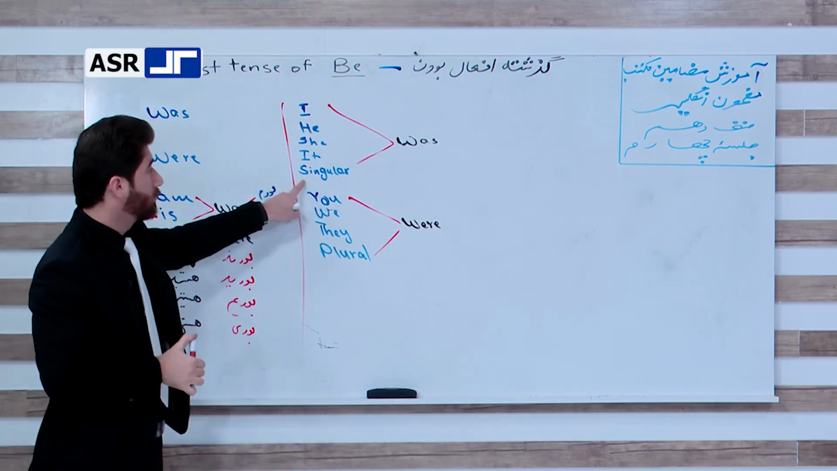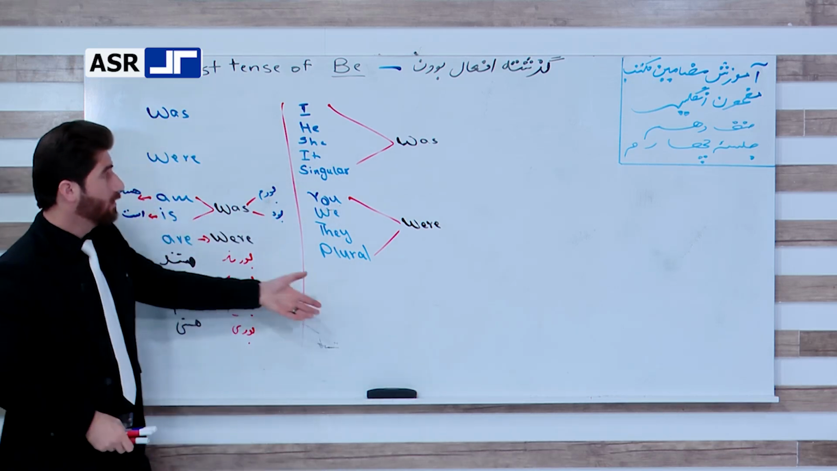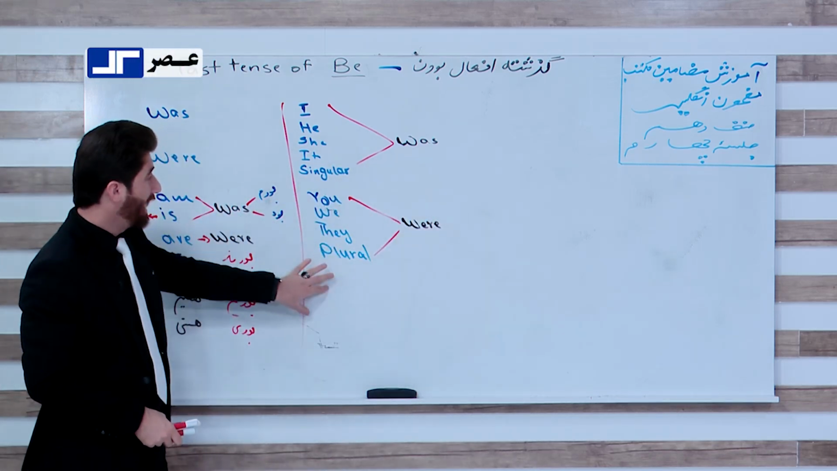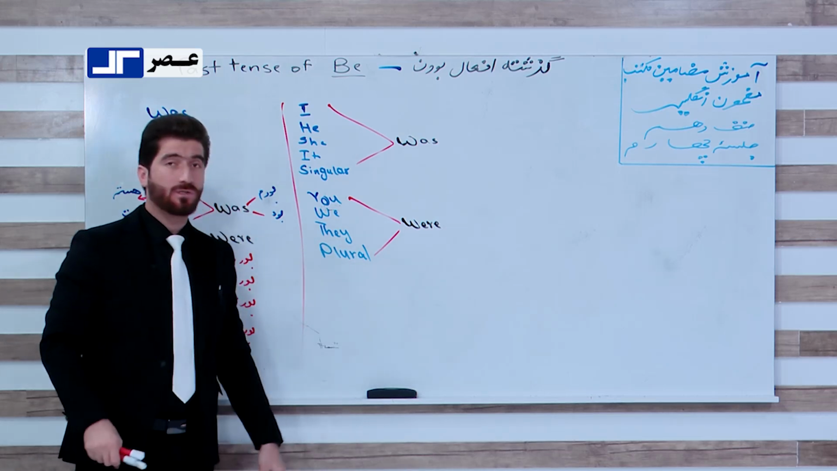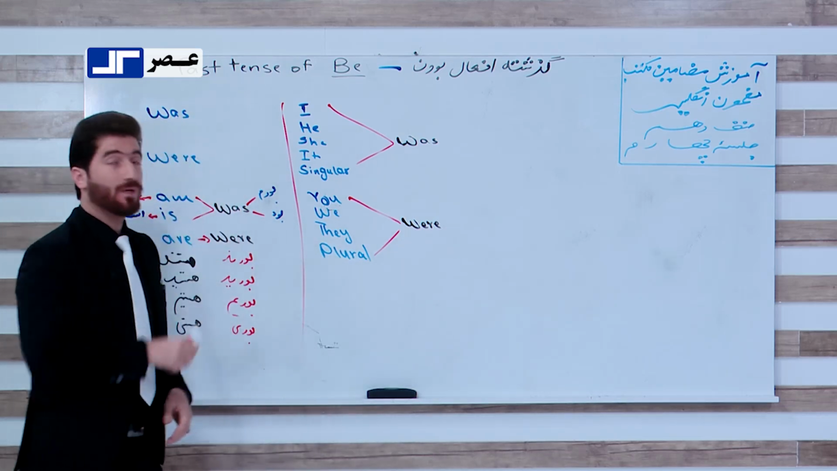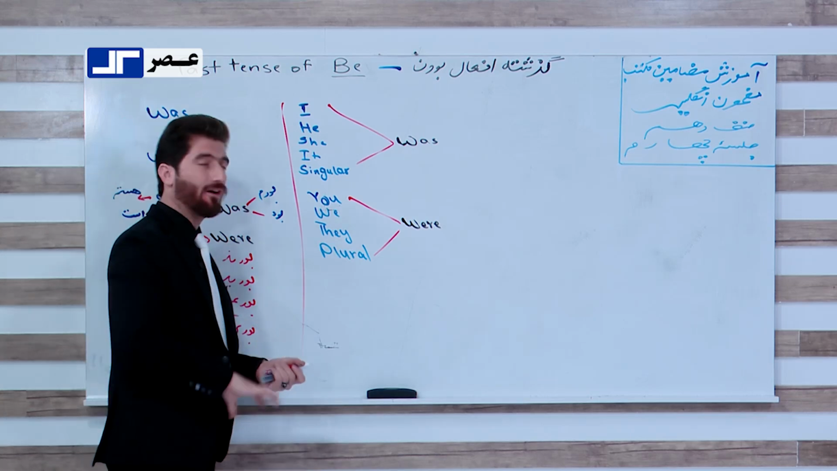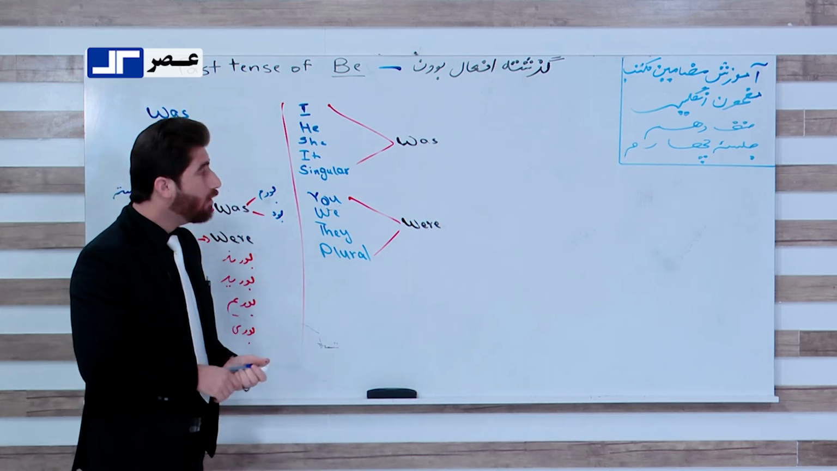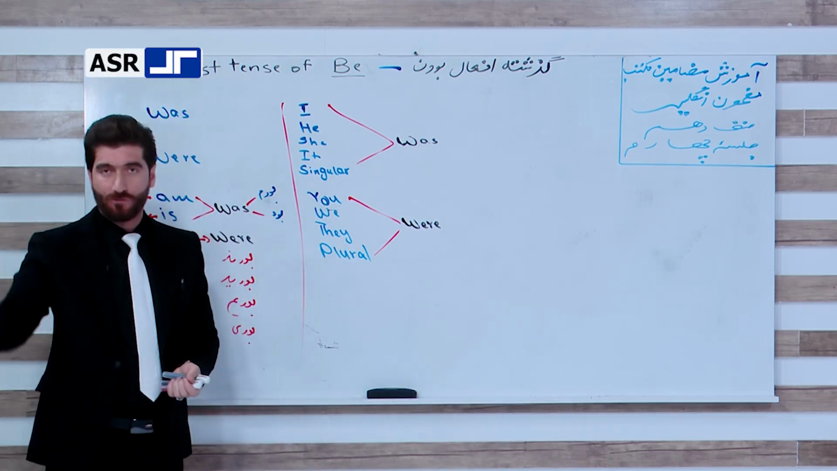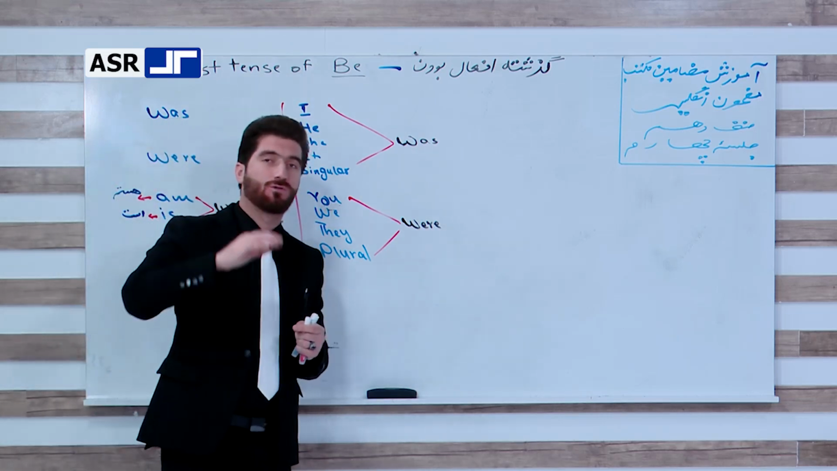I, he, she, it or singular noun we can use was, and if we have you, we, they or plural nouns we use were. Let's make some examples in English language and afterwards I will tell you how we can change into question form and afterwards into negative form.